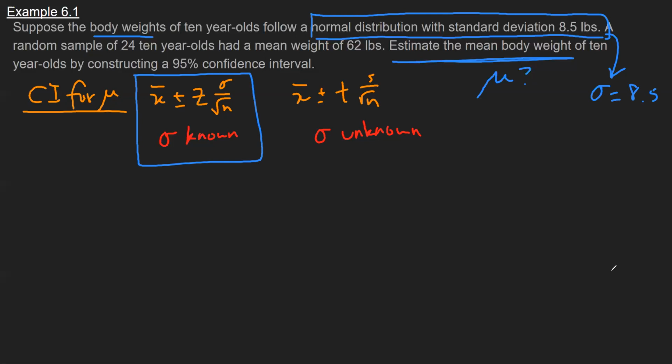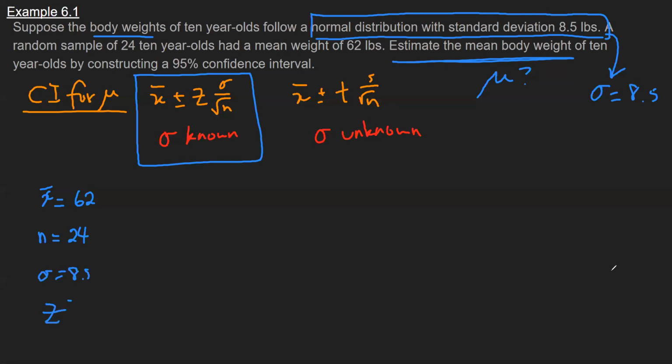Once we're here, it's a matter of just plugging all the values in. So x bar, what is that? That's the sample mean. So after you take a sample, you're going to record an average, and that's given to us as 62. Right? The n is the sample size. We know we have 24 10-year-olds. And the sigma was given to us, we identified as 8.5.